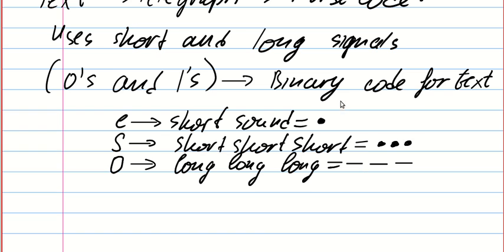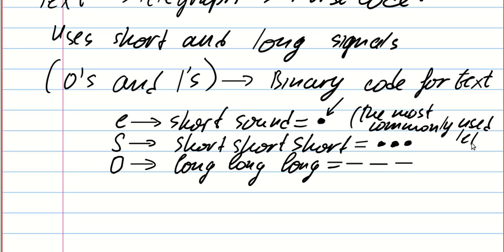So why does E have just one symbol? Because E is the most commonly used letter in the English language. And it's in English language, so in other languages there are different letters. So it has the shortest possible way of being used inside of the Morse code.